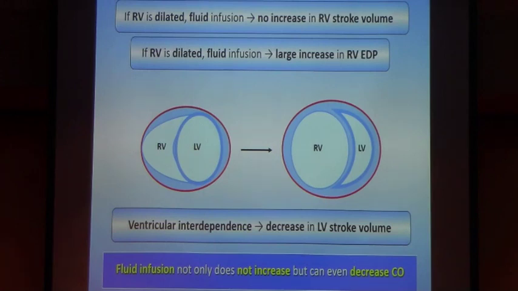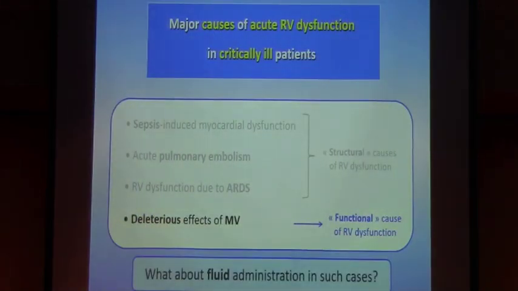So, fluid infusion, in case of RV dysfunction due to structural causes, sepsis-induced myocardial depression, acute pulmonary embolism, or ARDS, not only does not increase, but can even decrease cardiac output. So it is very dangerous to give fluids to a patient with RV dysfunction due to a structural cause of RV dysfunction. Totally different is this other cause of RV dysfunction, which is a functional cause of RV dysfunction and what I call the deleterious effects of mechanical ventilation.